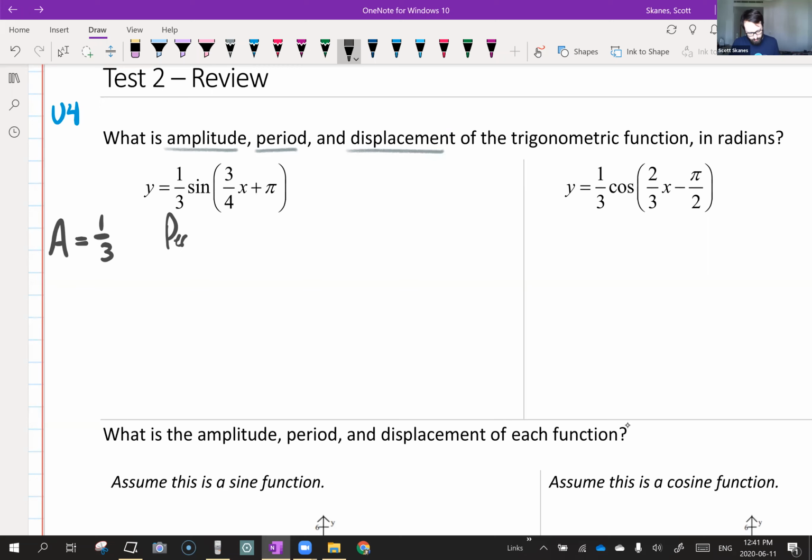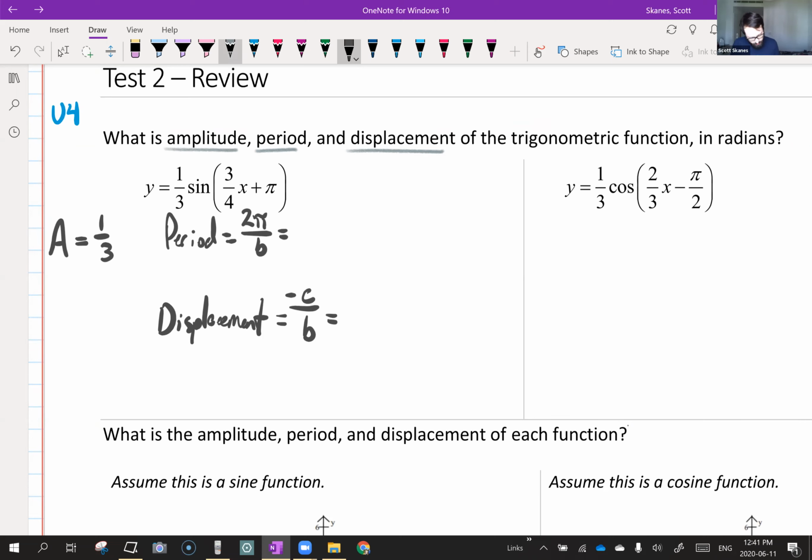Period, P. We need to remember the formula. Do you remember the formula? We're going to need two things, period and displacement. It's faster to remember it than it is to go looking in your notes. Period is not negative 2 pi over b. It's 2 pi over b. Displacement will be negative c over b, all right? So period and displacement, those are our formulas.